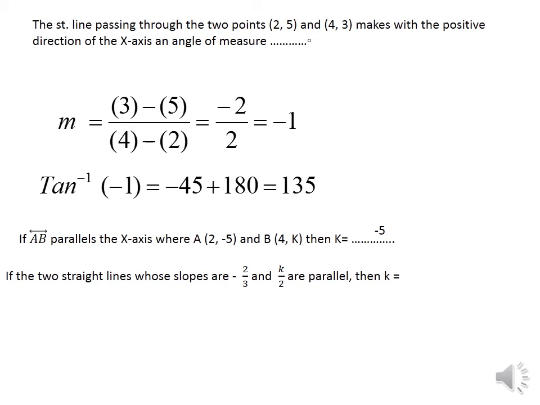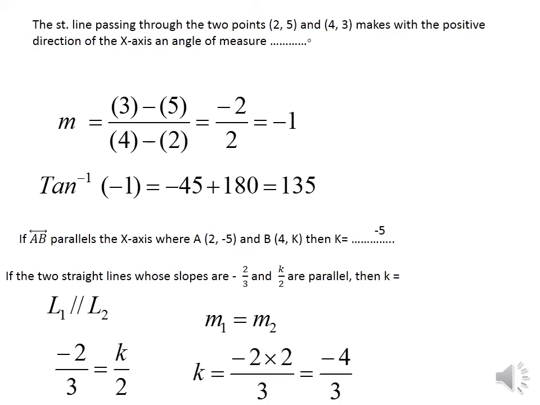First, the relation between the slope of two parallel lines, if L1 parallel to L2, that makes M1 equal M2, right? So negative 2 over 3 equal k over 2. Find cross multiplication, k will be 2 times negative 2 over 3, it will be negative 4 over 3.